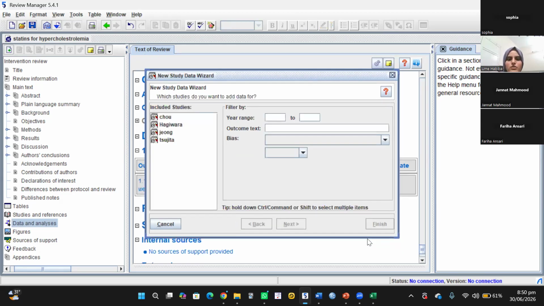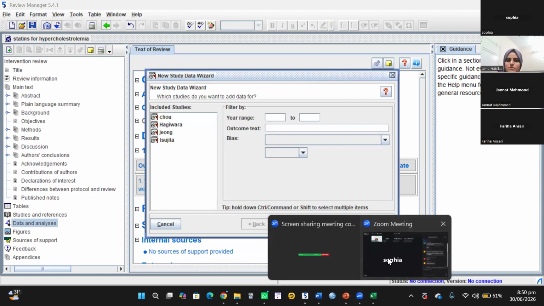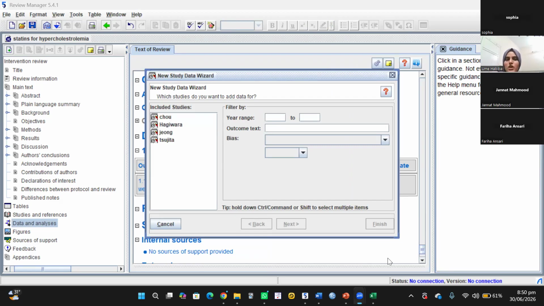Now I'll click add study data for the new outcome. Continue. Now, your question comes. Yes, Minha, your question comes now. You asked me that only 3 studies were reporting change in LDL at 12 weeks, so why have I given Revman 4 studies? Because you have to give Revman initially all the studies that you intend on including in your review. Later, after you add every outcome, Revman will ask you which of the studies that you gave it report this outcome.